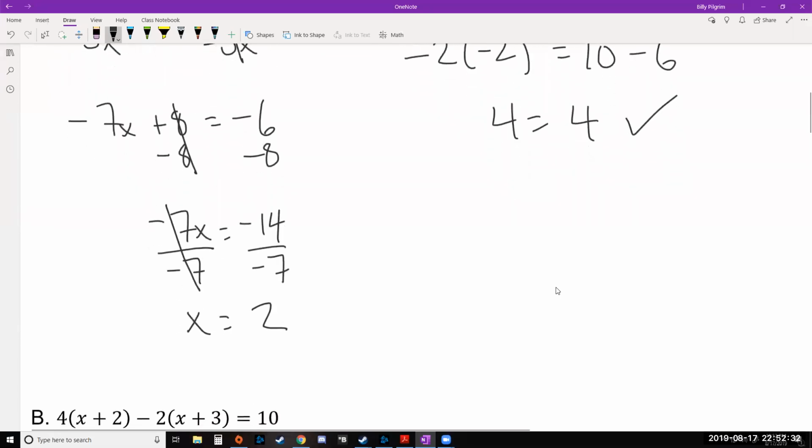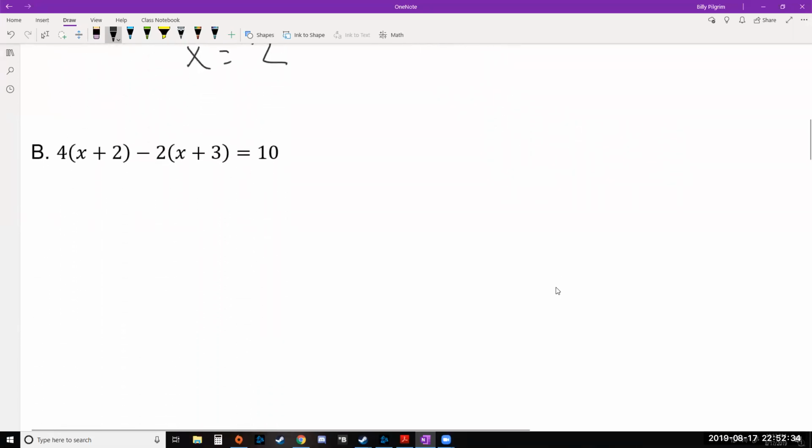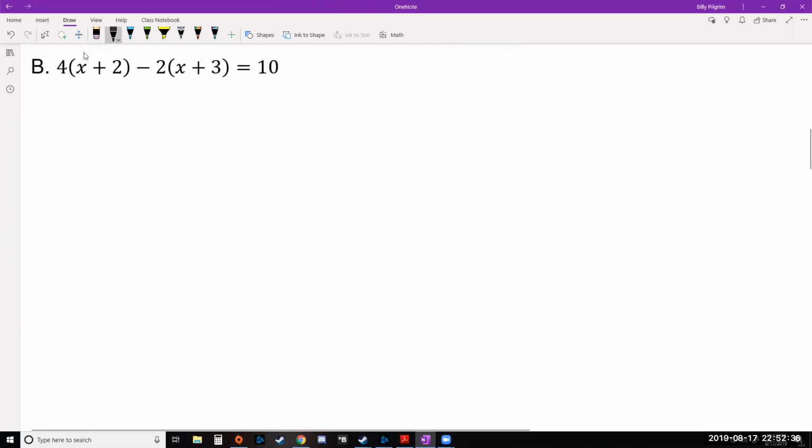Let's go through one more example using those steps, part B here. Notice we have 2 sets of parentheses, so we're going to distribute on both of these. So 4 times x is 4x. 4 times 2 is 8. Make sure here we distribute the negative with the 2, so we're going to get a -2x. -2 times 3 is a -6. So our parentheses are clear.